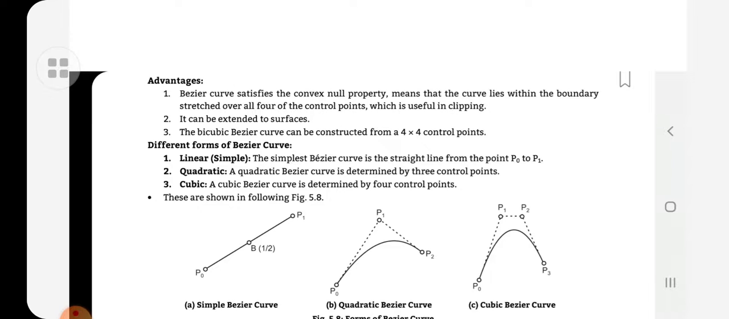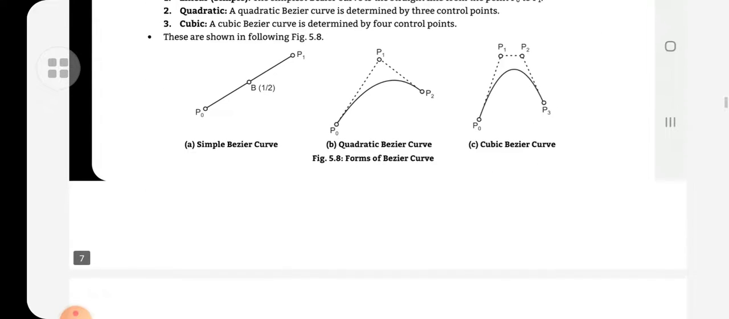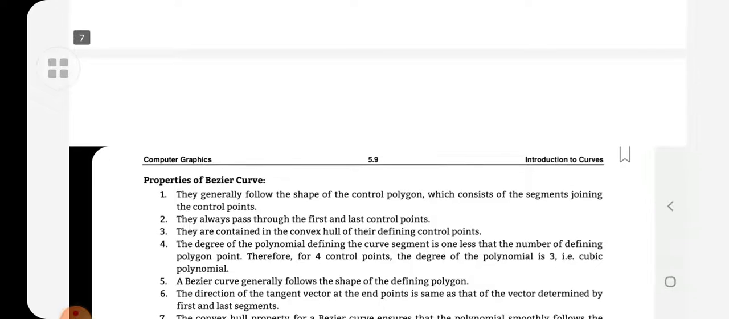Then the cubic Bezier curve is determined by 4 control points, P0, P1, P2 and P3, like a square, and then P0 and P3 are connected to each other. So it is called the cubic Bezier curve.